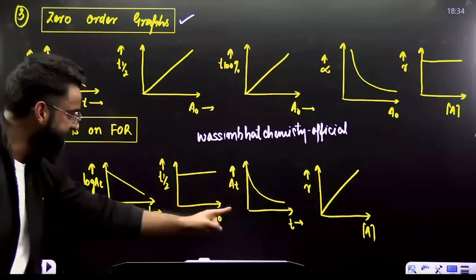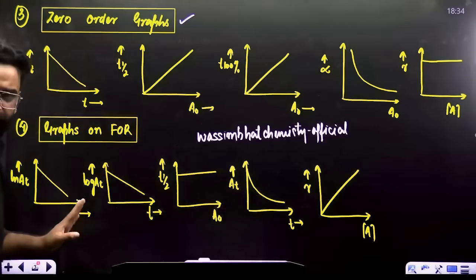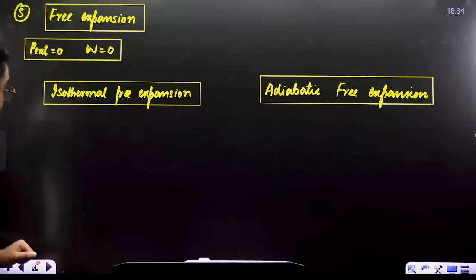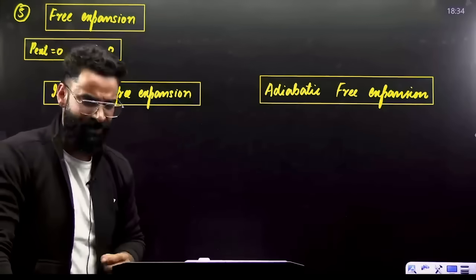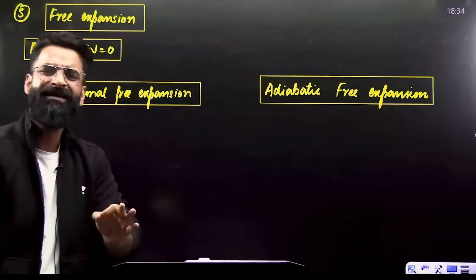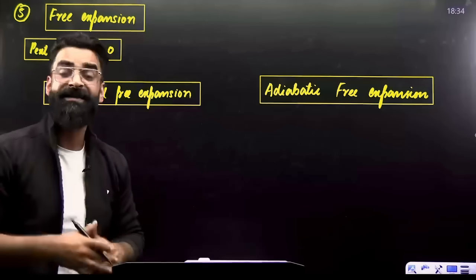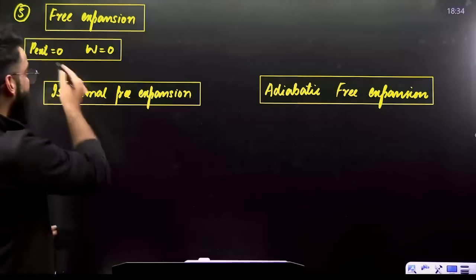Similarly, guys, as I told you, these are the graphs which are basically valid for the first order reactions. Remember them as well. Now, question can be asked about free expansion. How do we define free expansion? Free expansion is nothing. It is expansion in vacuum. Expansion of gas in vacuum. Expansion against zero external pressure.